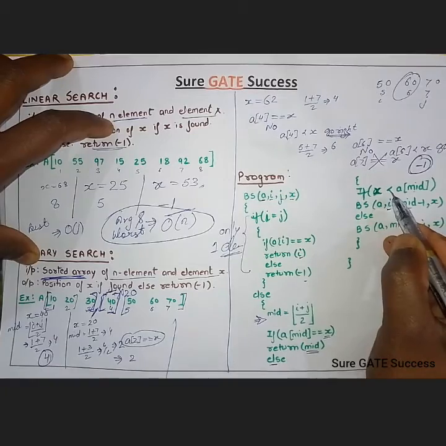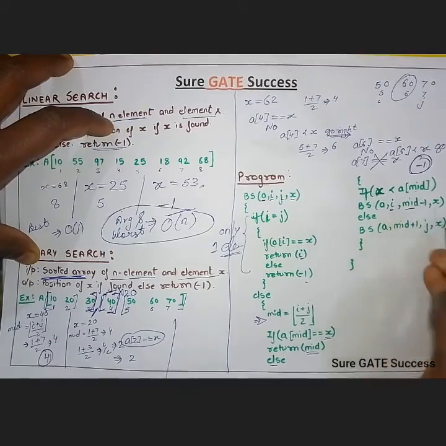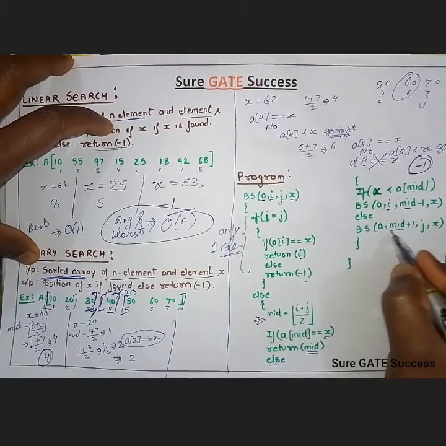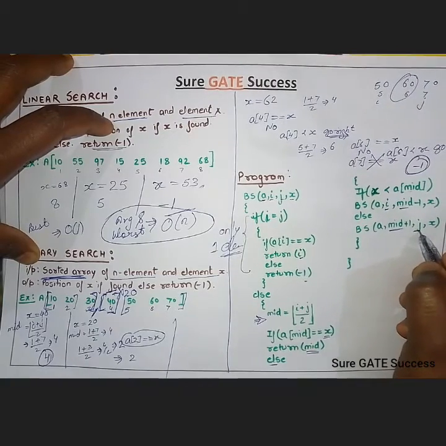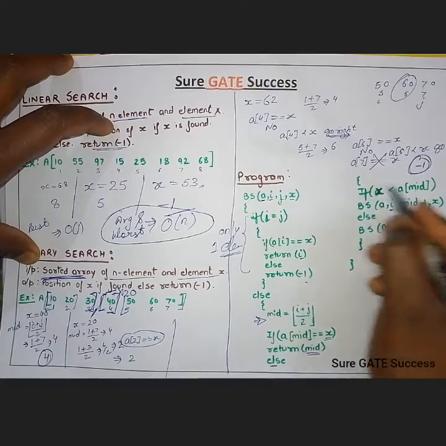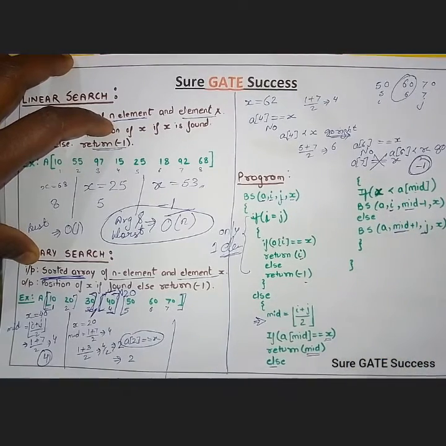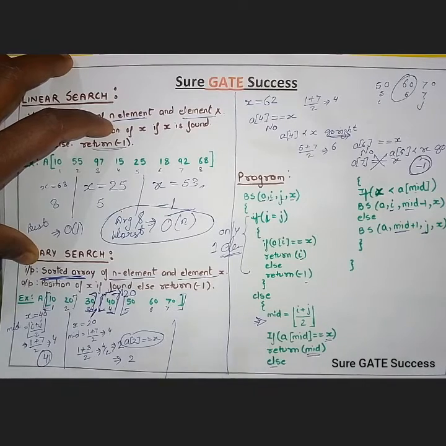If x is greater than mid, we have to move from mid next to last. After this, we simply return the solution. So in this way the program works.